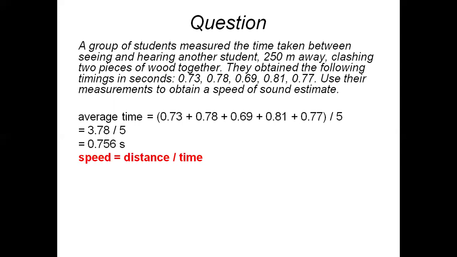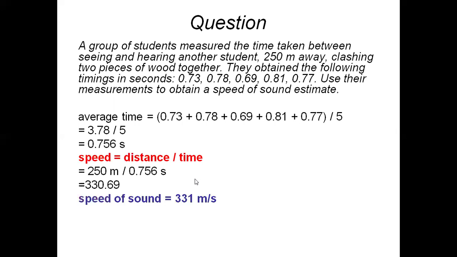So speed is equal to distance upon time. Here we will write average time. So the answer is 330.69. So that is 331 when we express our answer in 3 significant figures, 331 meter per second.